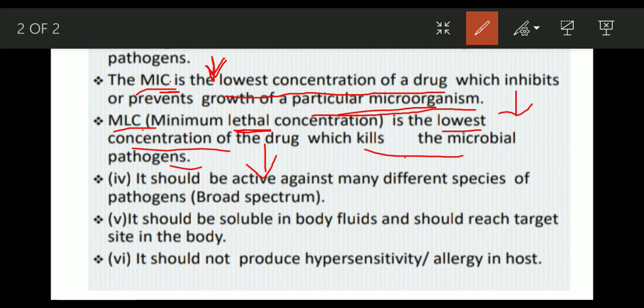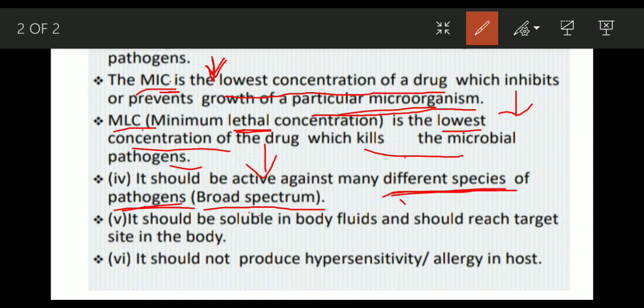Then it should be a broad spectrum drug. So what is this broad spectrum? It means it should act on different species of pathogens. So if we are trying to discover a new drug, it is ideal for it to be broad spectrum. That means it should be able to treat many different infections. It should be able to eliminate different species of microbial pathogens. That way this antimicrobial agent will have a greater use in medical field.